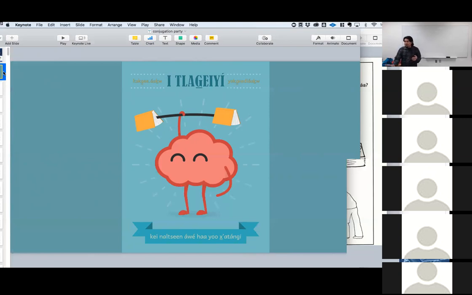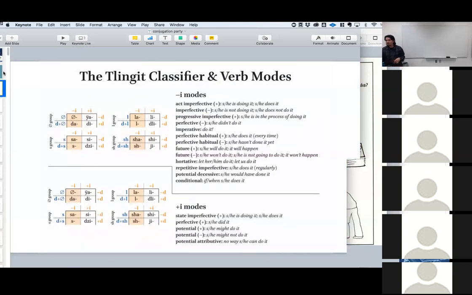But I test drove this both with previous Tlingit language classes and also up in Yakutat, just trying to think of how to get us to this point where we're just kind of drilling this stuff. So coming back, what does the classifier do? It's a complex thing because it does a lot of things, but it's not really that hard. It's something that English has no equivalent for.